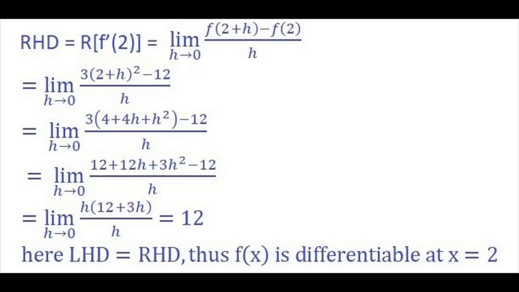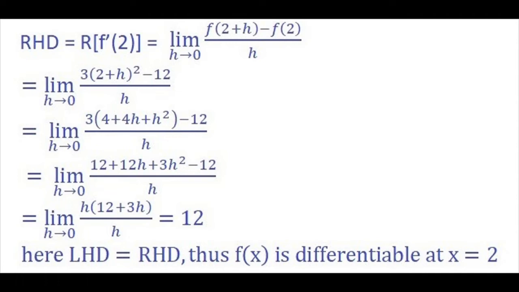Now let's find right hand derivative. R f dash of 2 is limit h tends to 0, f of 2 plus h minus f of 2 by h. If you look at the function, we have to substitute f of 2 plus h for 3x square. So 3 into 2 plus h the whole square minus f of 2, which is 12, whole thing divided by h. And expanding the 2 plus h the whole square and multiply 3 with that, we get the 12 and 12 get cancelled. When you take h common from the remaining thing, h times of 12 plus 3h by h got cancelled. So it will be just 12.